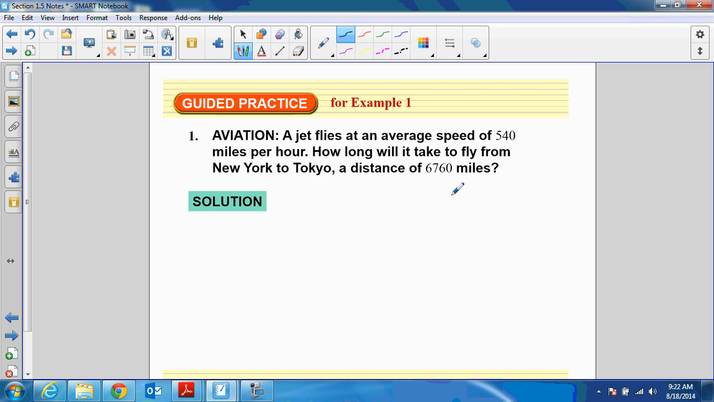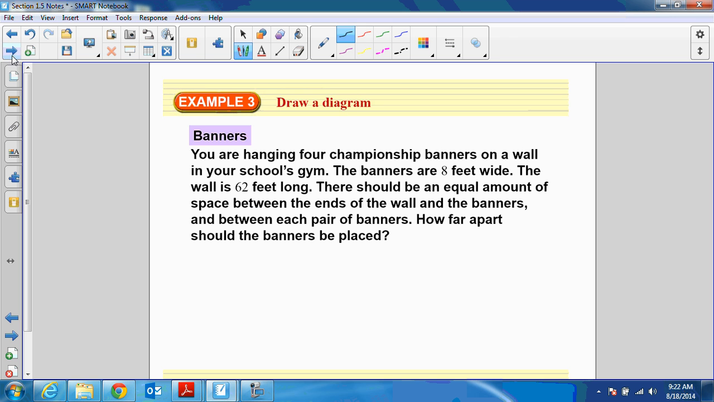Okay, this one's pretty much the same thing. The jet flies at an average speed, which is going to be your rate, 540 miles per hour. How long will it take you to fly from New York to Tokyo? The distance, which is your d, and you need to find time. How long? So t. I'm going to let you guys solve that on your own. That kind of helps you out here. You know what you need to solve for, and you have two of the variables, so just use one of the formulas to solve that.